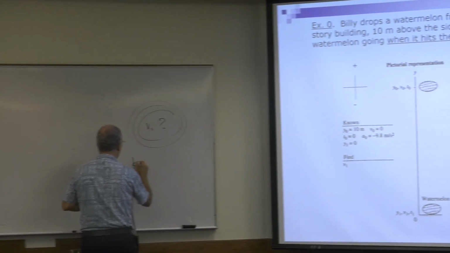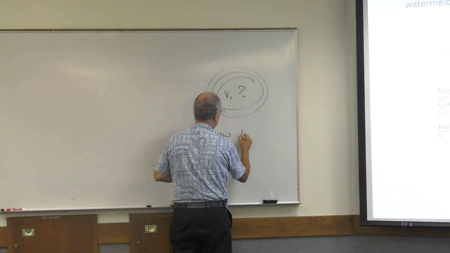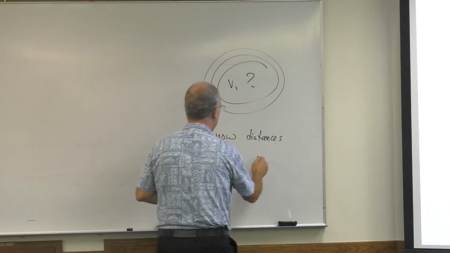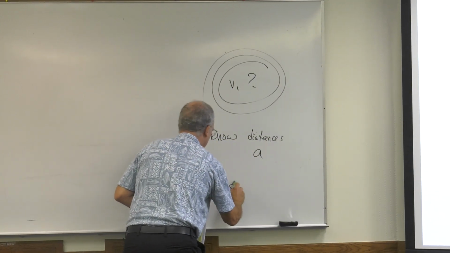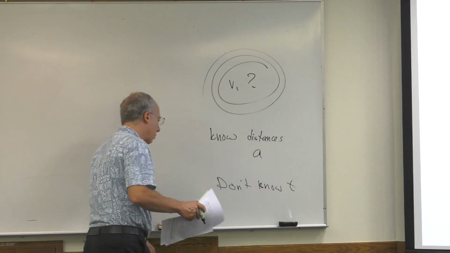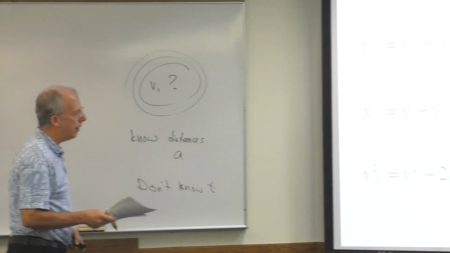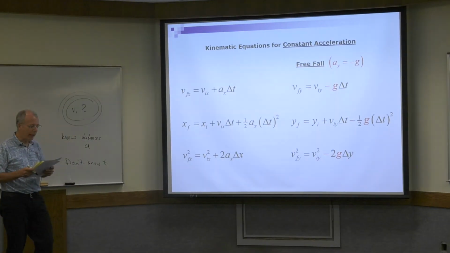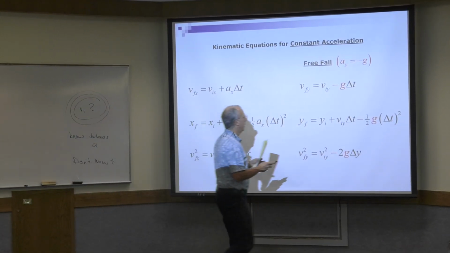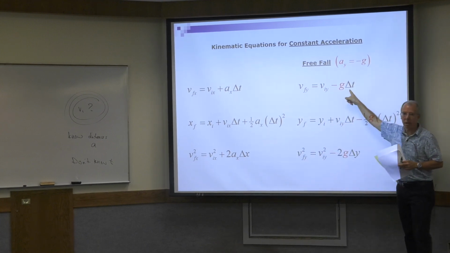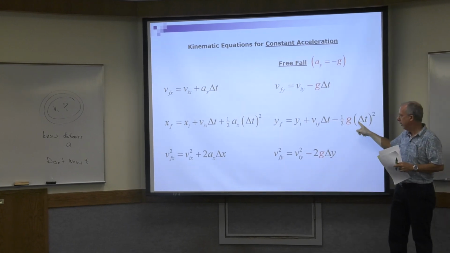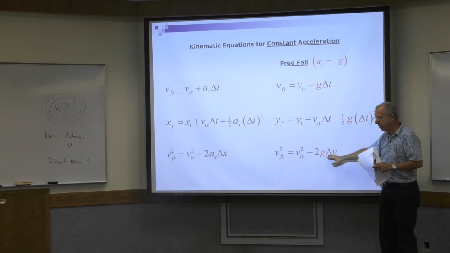Now you know the distances. You know y0 and y1. You also know a. You don't know time. So you look at these equations and ask yourself, which equation would be the appropriate one to choose? This is not going to help me because this requires time, and I don't know time. I can't use this one. This is not going to help me either because you have to use time for this one. This is the one that's going to work, right?